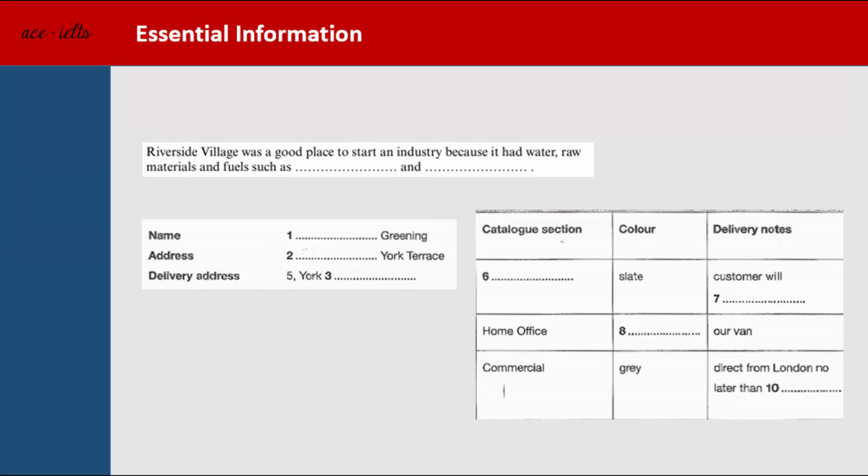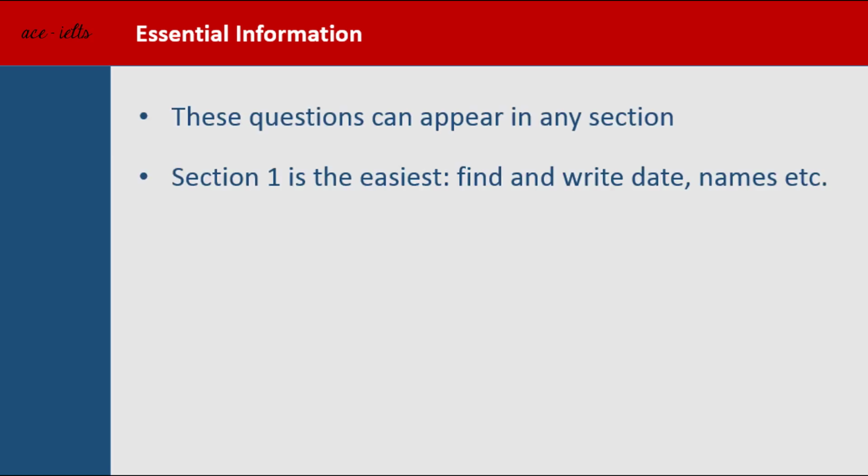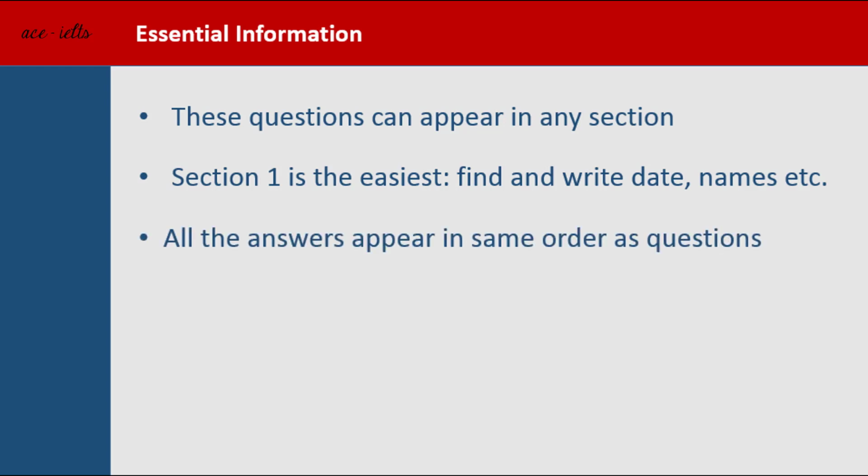If these questions appear in section 1, you will be required to fill in specific information like dates, name, address, price, etc. That's very basic information you hear in everyday life. But in later sections, the same type of questions can be a bit more challenging. The notes and the questions on them are in the same order as the information you hear. You must write exactly the same words in the missing places that you hear in the audio.